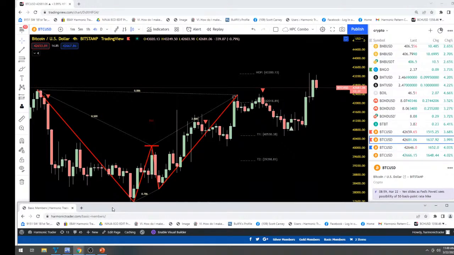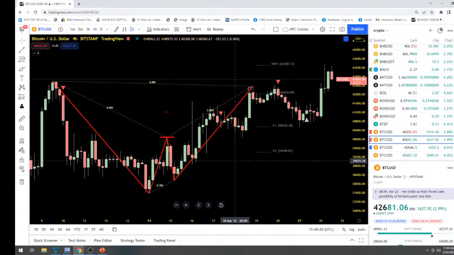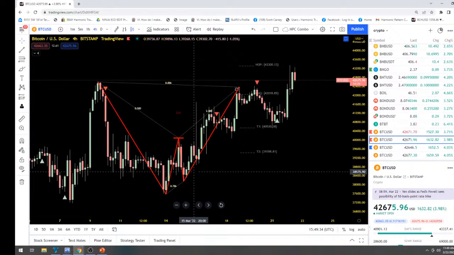So for today, first I want to start off with this return move in Bitcoin, and then we're going to get into the broader markets. Also, I'm going to highlight some altcoin setups I mentioned yesterday.